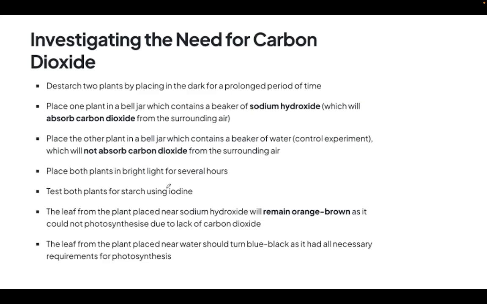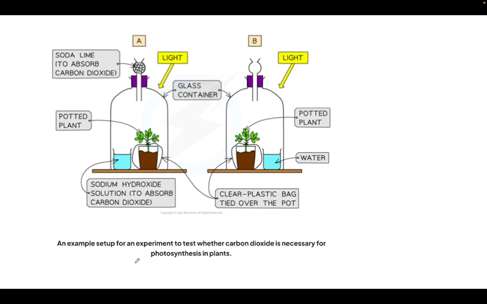Now, we test starch for both plants. But we see the leaf from the plant placed near sodium hydroxide will remain orange. You understand? We don't have carbon dioxide, so that one has to remain orange. That means we don't have starch. It could not photosynthesize due to the lack of carbon dioxide. The leaf from the plant placed near water should turn blue-black, as it has all necessary requirements for photosynthesis.